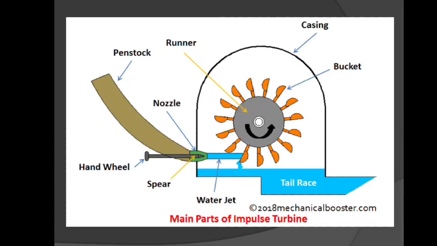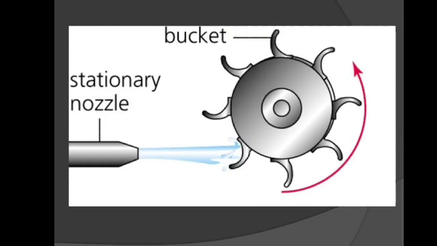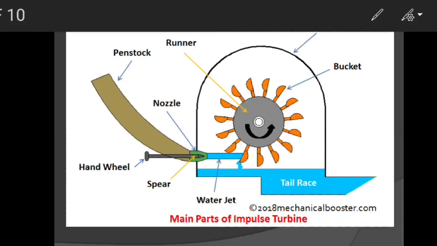So this is the figure of the impulse turbine. In this figure we can see that the steam enters the penstock. Then from the penstock it enters the nozzle. In the nozzle, high pressure steam is converted into high velocity steam. Directly this high velocity steam strikes the blades of the turbine. So this is your impulse turbine.